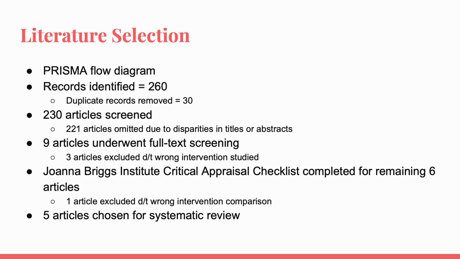260 articles were identified, and 30 duplicate records were removed. Therefore, 230 articles underwent title/abstract screening. Of these articles, 9 remained to undergo full text screening. Of these, 3 articles were excluded. A Joanna Briggs Institute critical appraisal checklist was completed for the remaining articles. Ultimately, this process yielded 5 relevant articles to be included in the systematic review.